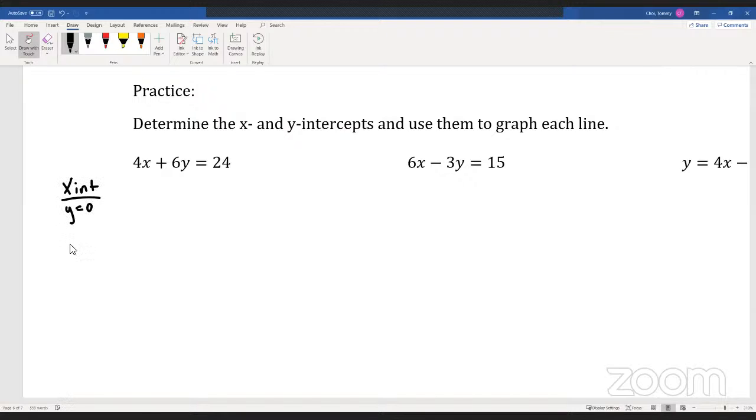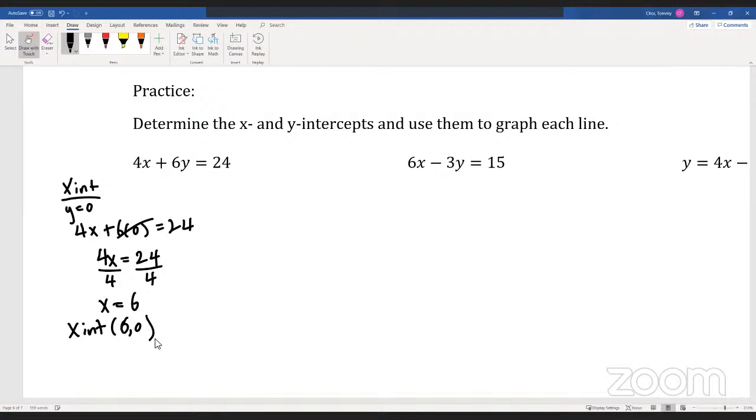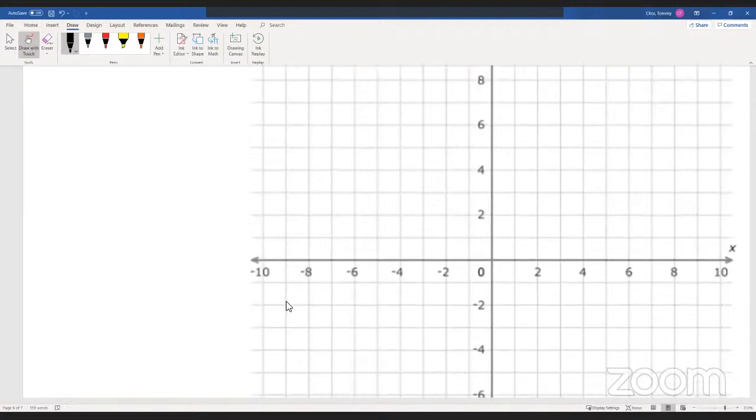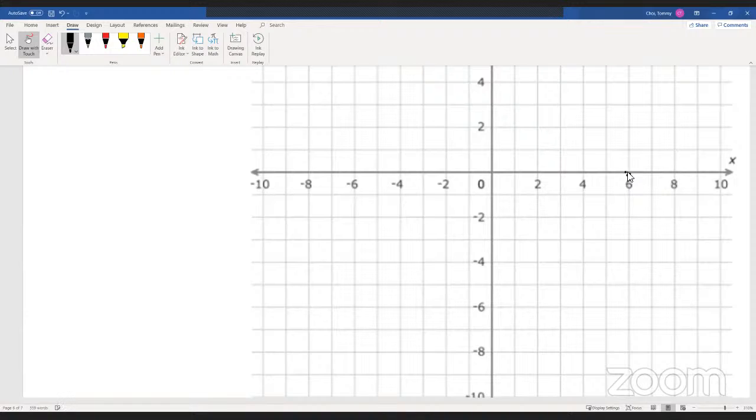So y equals 0. I plug that in. 4x plus 6 times 0 equals 24. We can cross that out because 6 times 0 is 0. We're left with 4x equals 24. We divide both sides by 4, and we're left with x equals 6. So my x-intercept is (6, 0). We go right down to the bottom here, and we can plot that point right there, (6, 0).